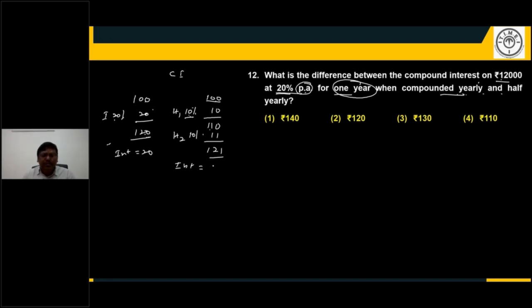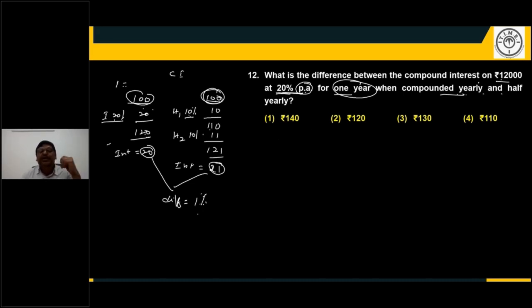Interest is, students, 21. See, when you are compounding yearly, it comes to 20 rupees. Compounding half yearly, it comes to 21. So, students, you can see the difference is 1 per 100. When the principal is 100, there is a difference of 1, which means the difference is 1%. 1% of 1%. Why am I saying the difference per 100 rupees is 1 rupee?